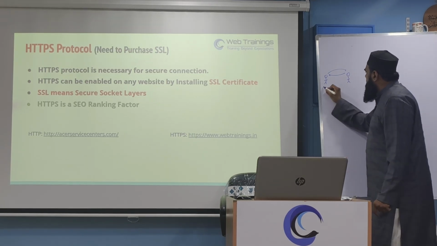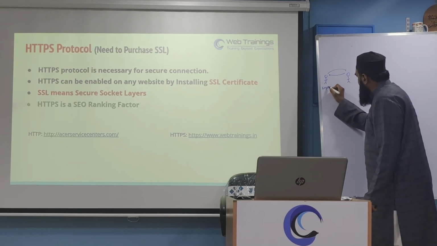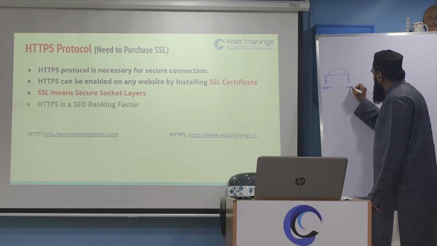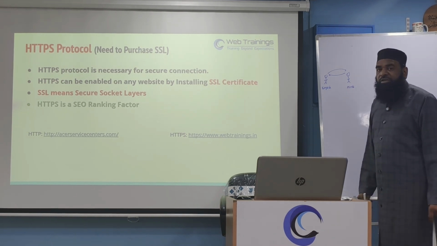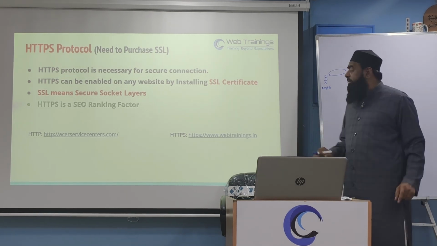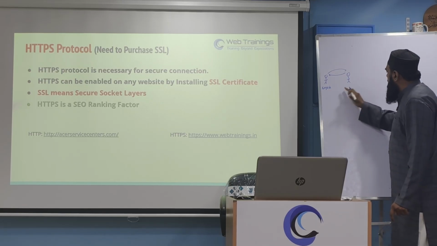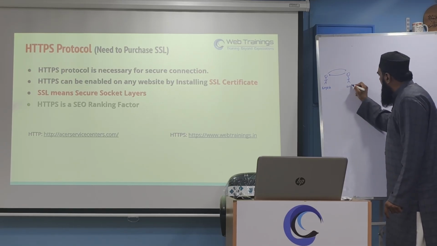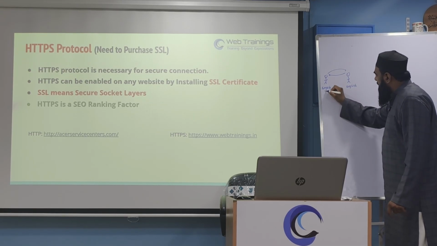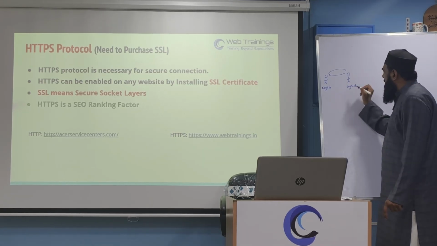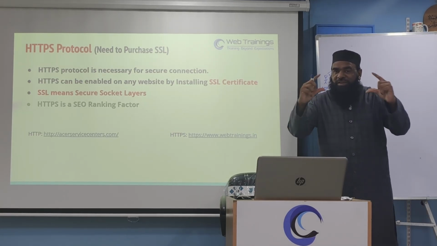Now, let us assume this person knows English and this person knows Hindi. Can they communicate with each other? The answer is no, they cannot communicate. So to have communication, each of these persons should have a common language. So he must know one language, and this person also should know one language. Then only the communication happens.